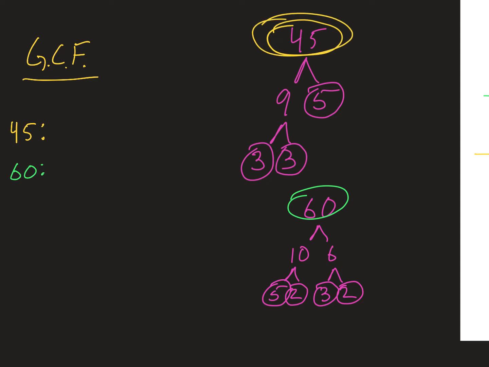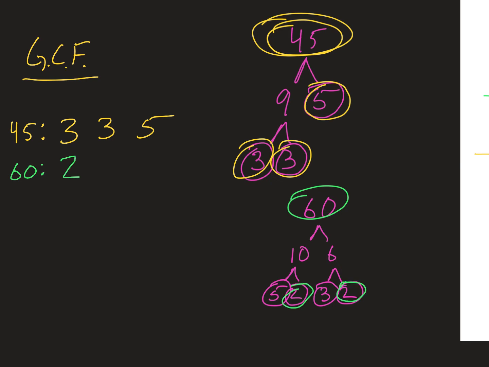So for 45, I have 2 3s, and I have a 5, okay? Now for the number 60, I have 2 2s, so I'm going to write those. And then I have a 3, and I have a 5. Okay? Now here's the trick.